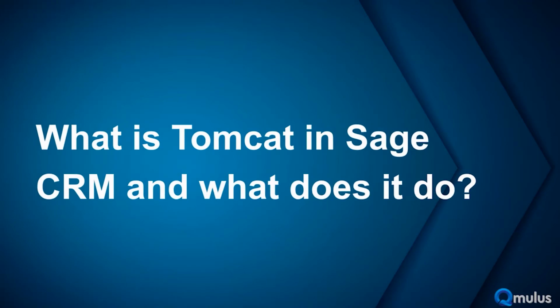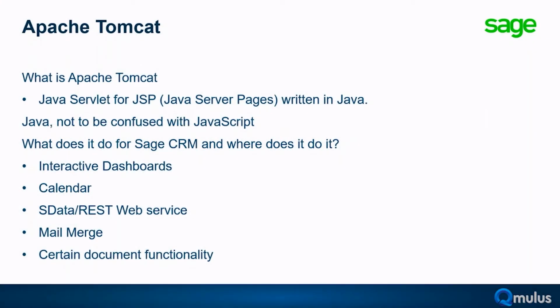So let's start right off. What is Tomcat in Sage CRM and what does it do? Well, Tomcat is a Java servlet or JSP container written in Java. Okay, so what does it do? Think about Tomcat as an IIS for Java pages. Okay, so what is Tomcat effectively?